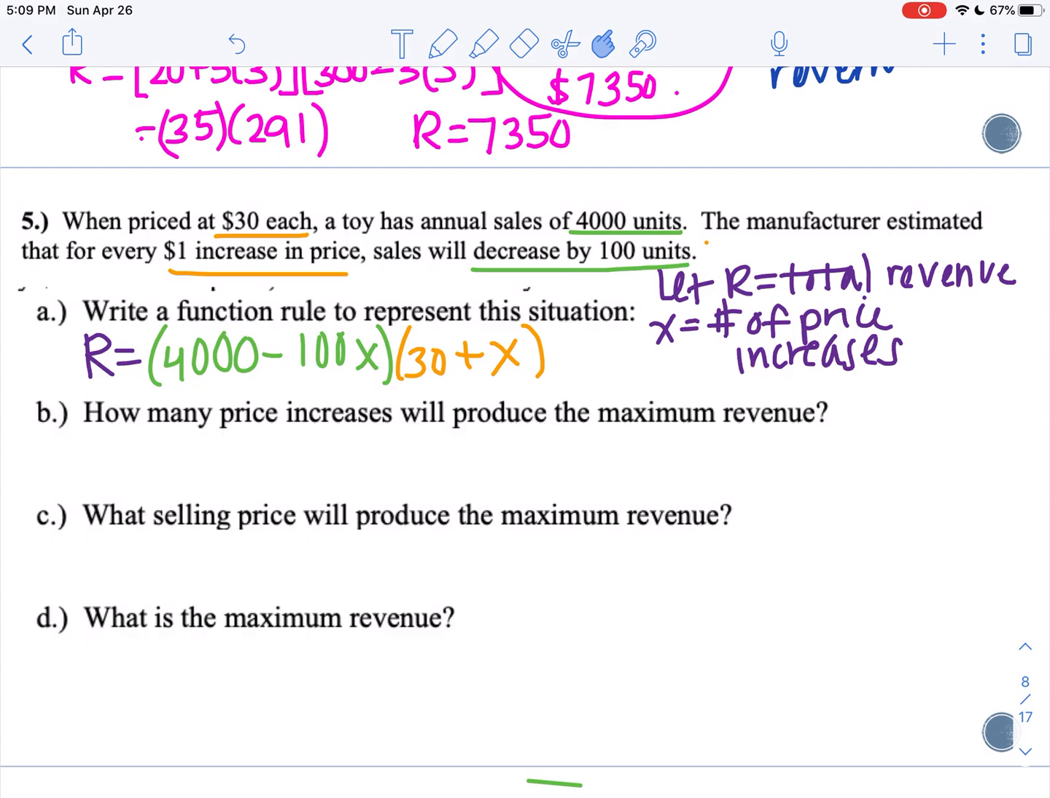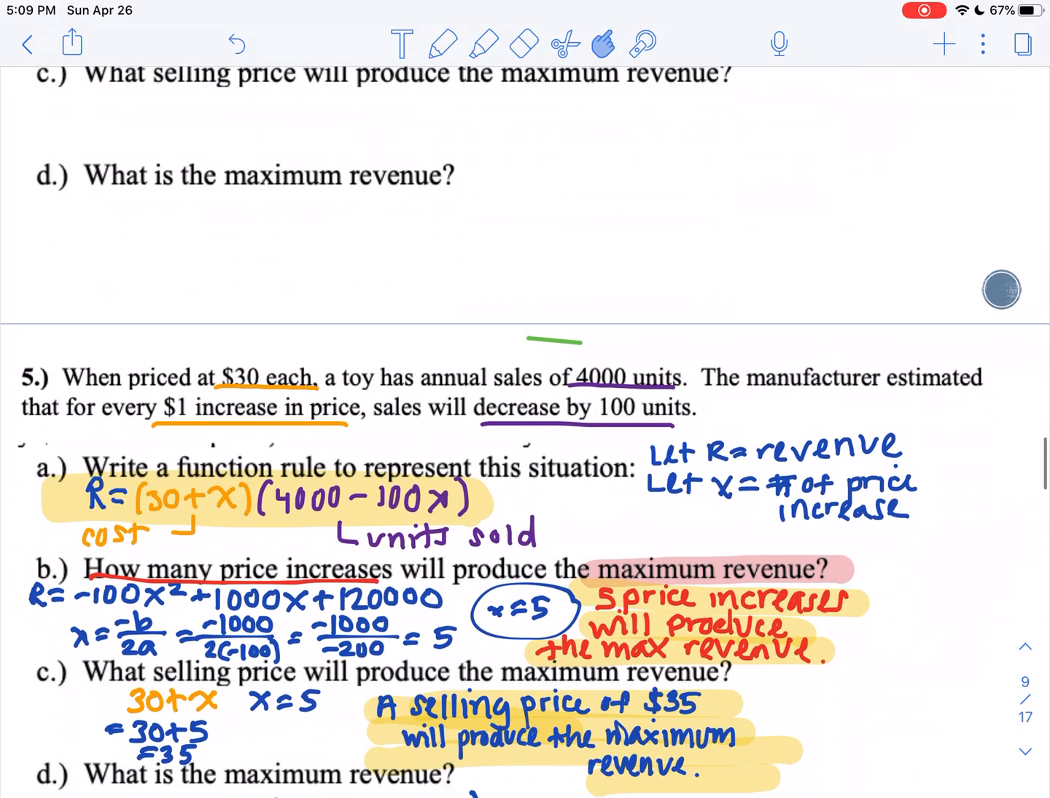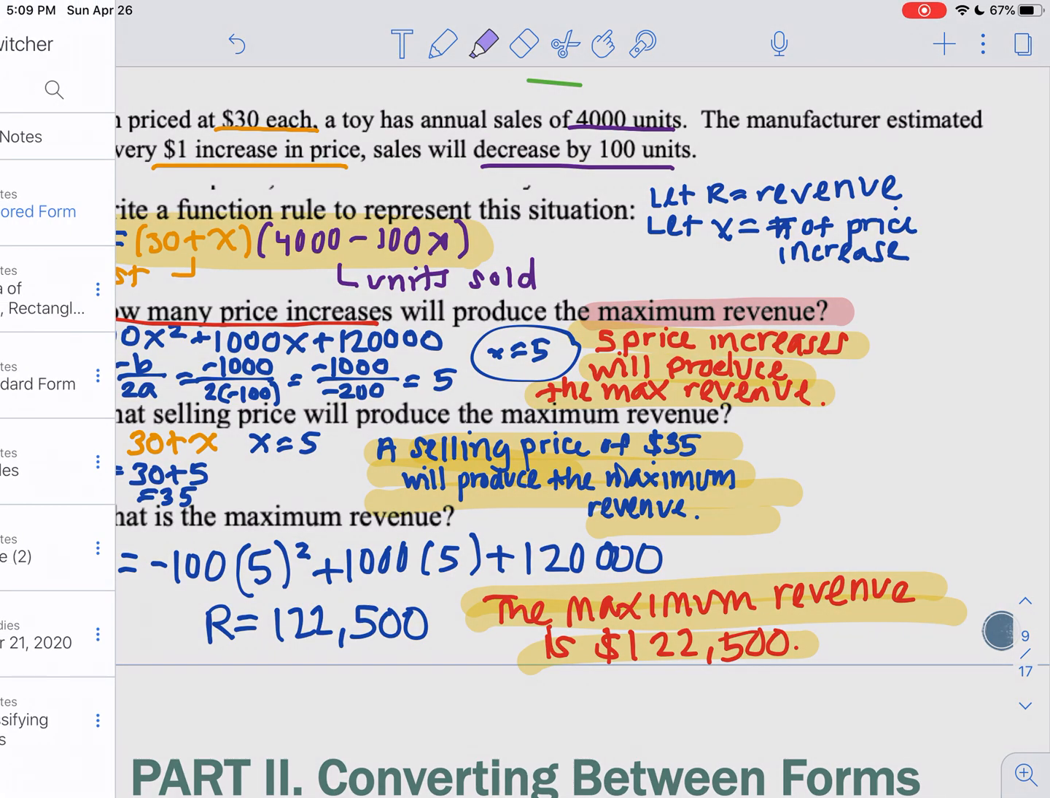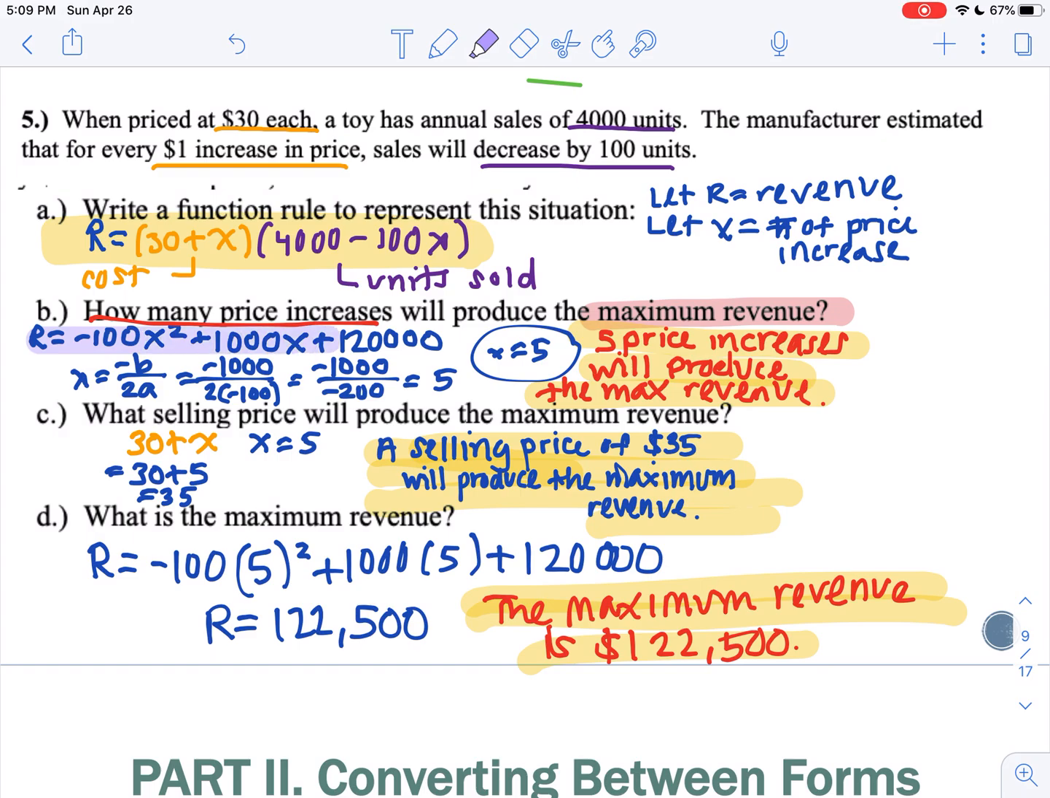Okay, hopefully you figured out number 5. We're going to go ahead and actually look through that. Okay, so over here in number 5, I have all my answers here. In part B, the first thing that we did was we wrote our function in standard form. So hopefully you got R equals negative 100x squared plus 1,000x plus 120,000. To figure out the maximum revenue and how many price increases, I need to solve for my axis of symmetry here. So I did x equals negative b over 2a. We got x equals 5, which means that there's 5 price increases.